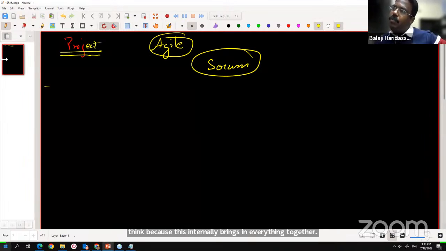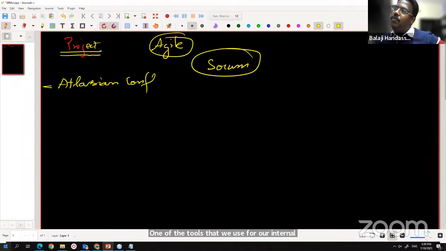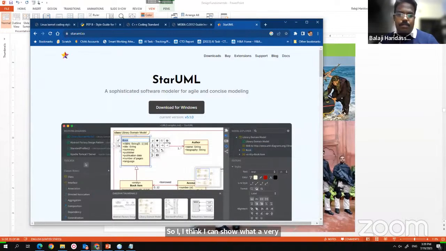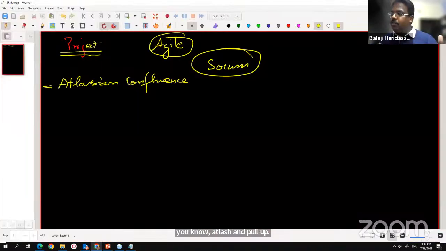What are the tools that we use for our internal collaboration? We use Atlassian Confluence. This is where we maintain all our documents, communication and everything. I think I can show it at a very high level, but I think it's a bit sensitive. So you can use Atlassian Collab. You can check what it means. It's a very flexible web-based collaboration system, which is very, very easy to use, and documentation is super easy in that.